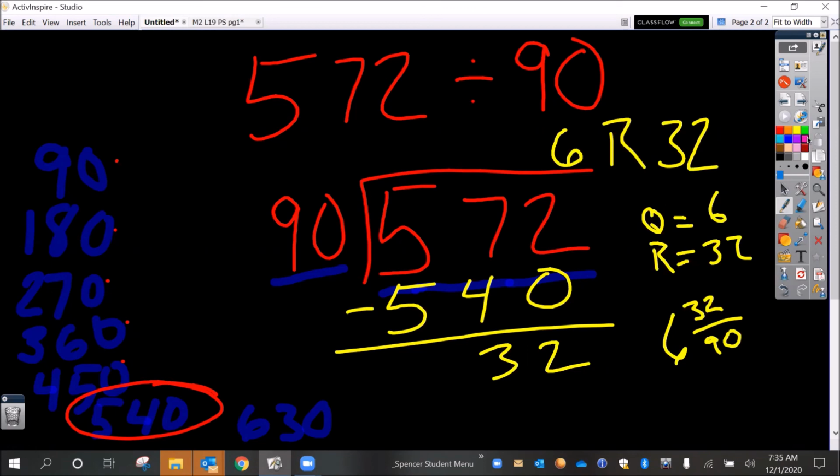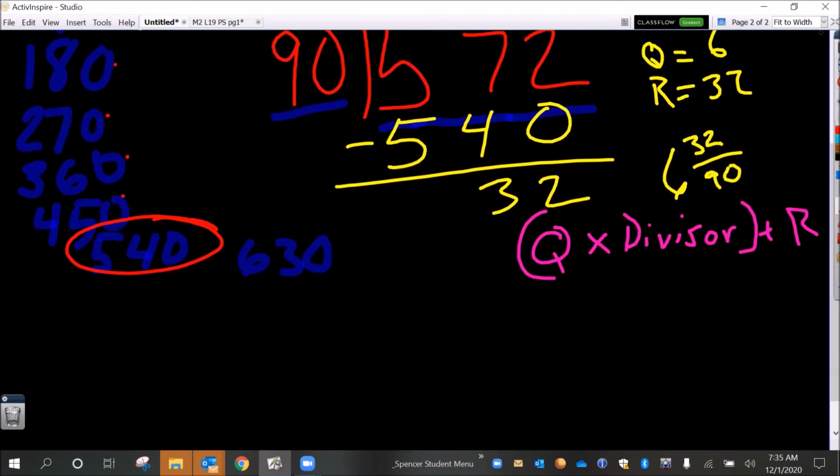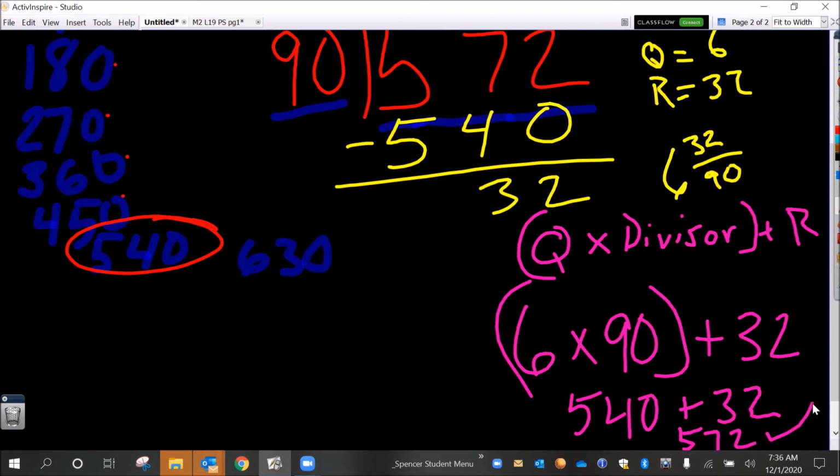So what we want to do is take our quotient, and we're going to multiply that by our divisor. And then we're going to add our remainder. So I kind of showed you, let me scroll down, a little bit of algebra, because we got variables, letters as variables. So it's going to be 6 times 90 plus 32. Well, 6 times 90 is 540, plus 32. That would be 572, and that would check. And I love doing the check mark.